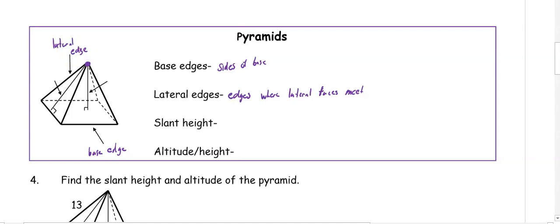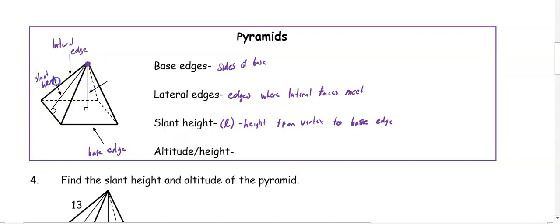Then we have the slant height. The slant height, which when we get to our equations is going to be abbreviated as a cursive L, is the height from the vertex to the base edge. So it's going to be on the side of the triangle. Think of the slant height as like if you're sliding down the side of the pyramid.